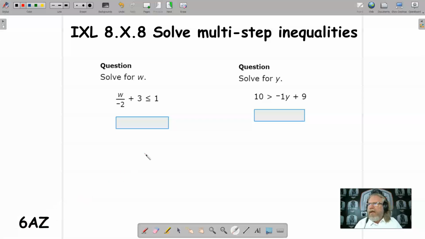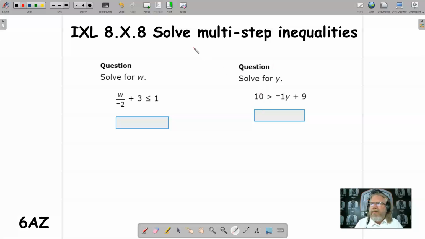So, again, we've done some one-step inequalities. We saw some two-step inequalities. And now we're doing some multi-step inequalities. And just like we did one-step, two-step, and multi-step equations, the rules pretty much are the same for this one here.